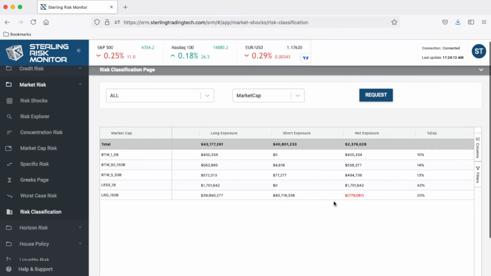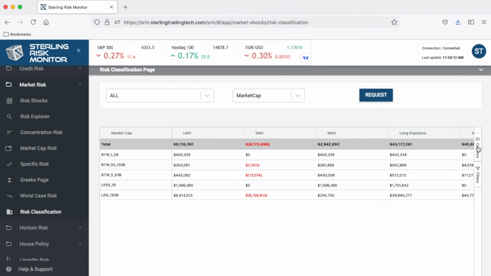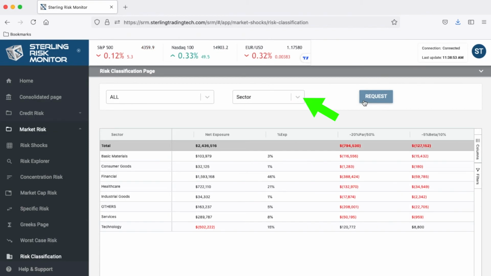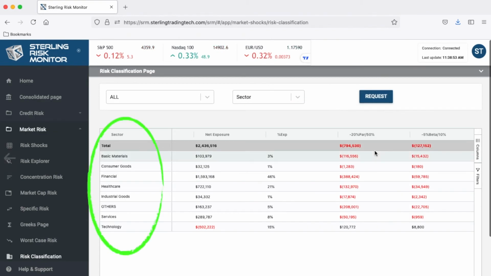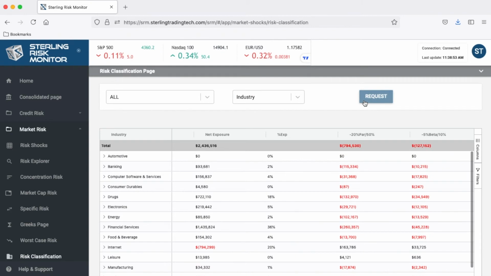Similarly, you can look at it by industry, sector, or SIC code. Sector is the highest level. If you click on sector, you will see the core sectors and how the market values and risk numbers break out by sector. If you select industry, it is a more granular classification. These are the broad, high-level industries. Within each of these industries, you can drill down and see sub-industries.